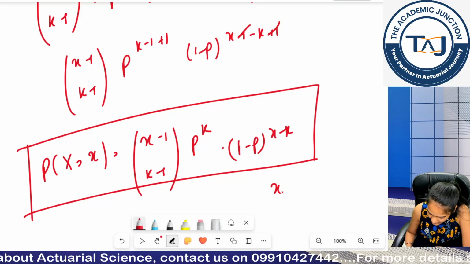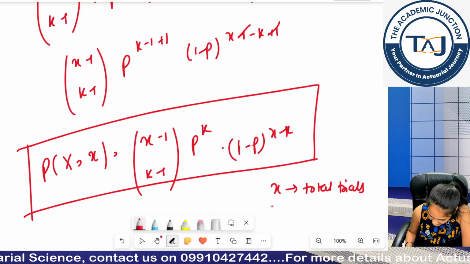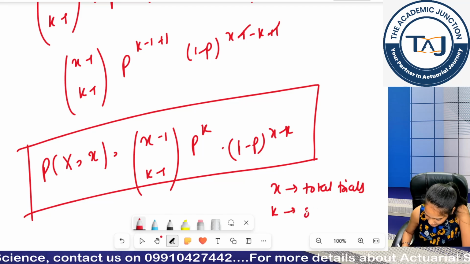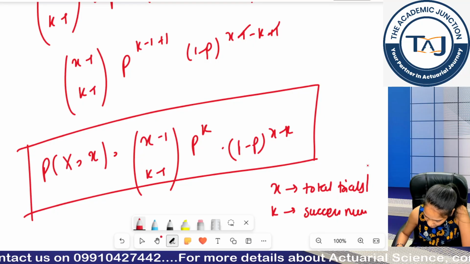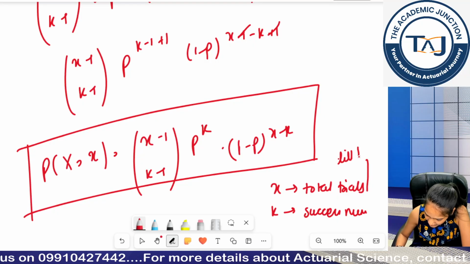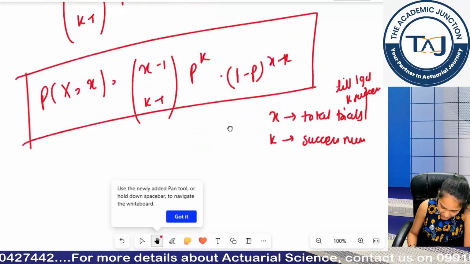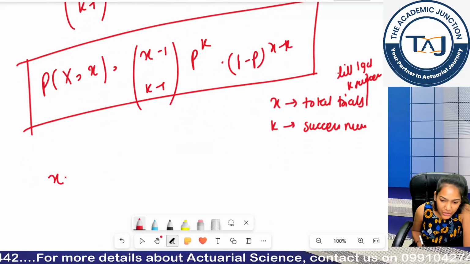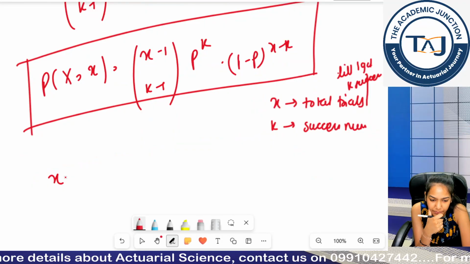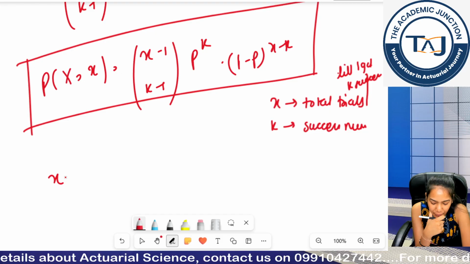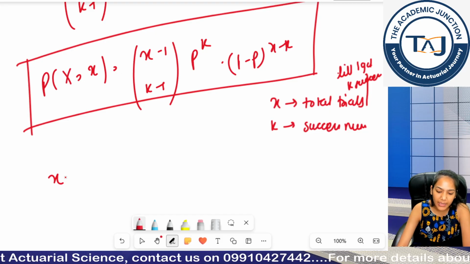Okay. So here X is my total trials and k is my success number. Total trials till I get k successes. Now if I define my X range, so my X will start from 0 or 1, quickly tell me.